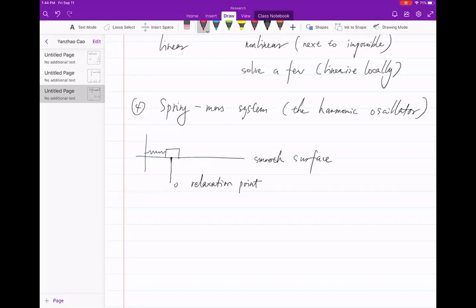Now what I'm going to do is pull this thing to the right to stretch the spring a little bit. After that, I release my hand. What's going to happen? I am going to have a force this way pulled by the spring. So this object is going to start to move all the way up to here. Then there's no force anymore, but I still have the velocity coming from previously.